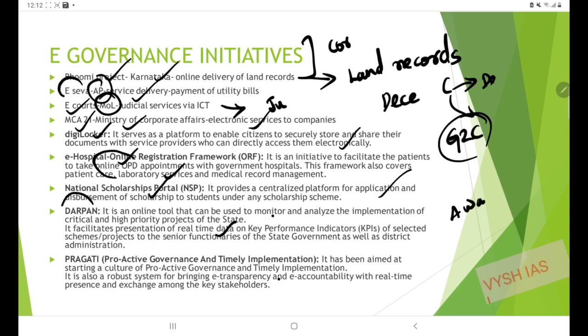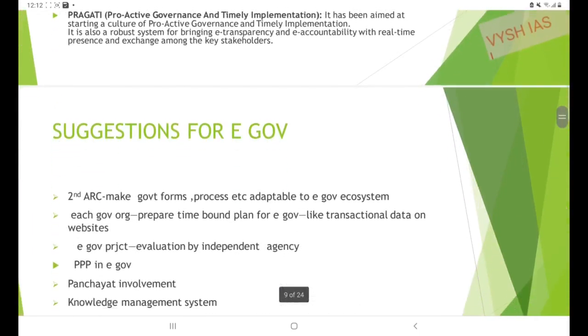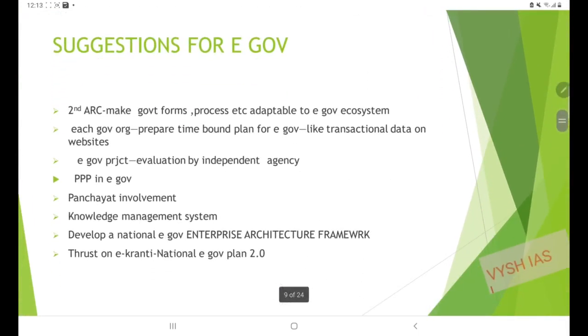Okay. Then next is Pragati platform. This is proactive governance and timely implementation. So this is relating with participative governance, so that we can bring transparency and accountability in government. It is like information dispersal to government. It is like a check and balance system. Okay. Then next are the major suggestions which can be made to improve the framework of e-governance.